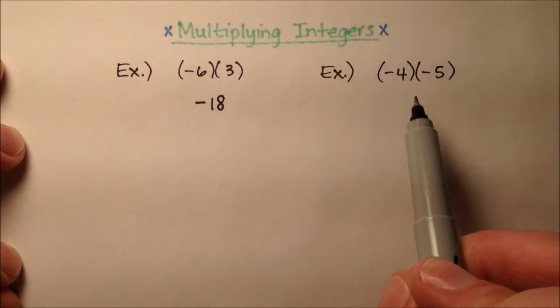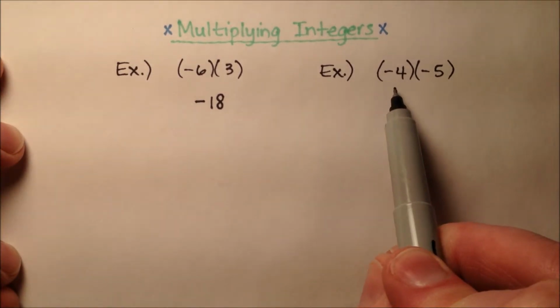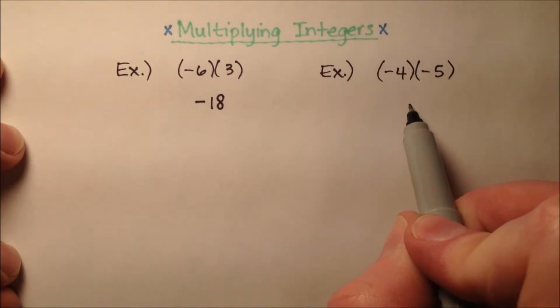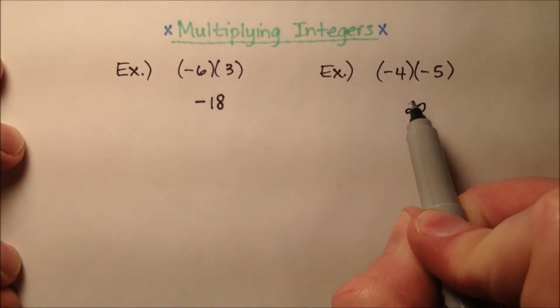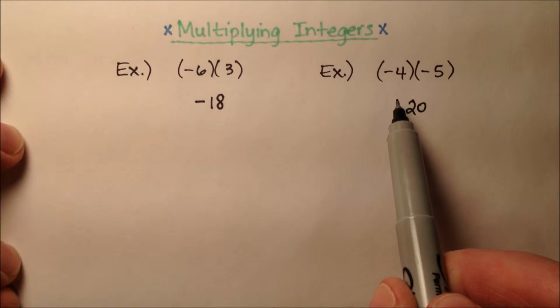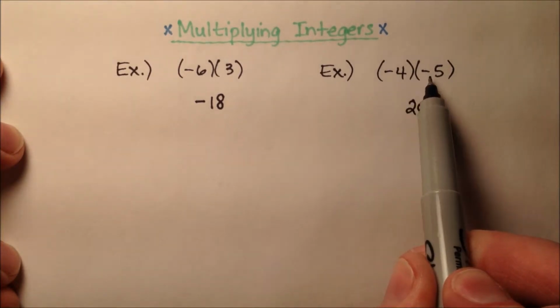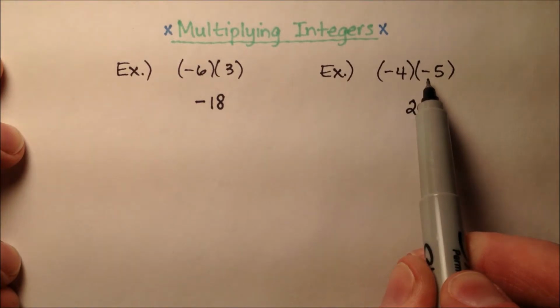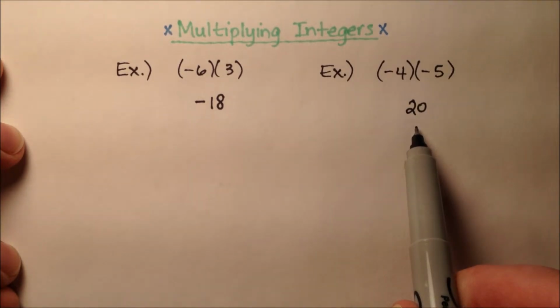Let's look at the next example. Negative 4 times negative 5. Again, the first thing we're going to do is ignore the signs and just multiply. 4 times 5 is 20. Now we're going to look at how many negative signs we had. 1, 2. These two negative signs are going to cancel each other out, and our final answer will be left as a positive 20.